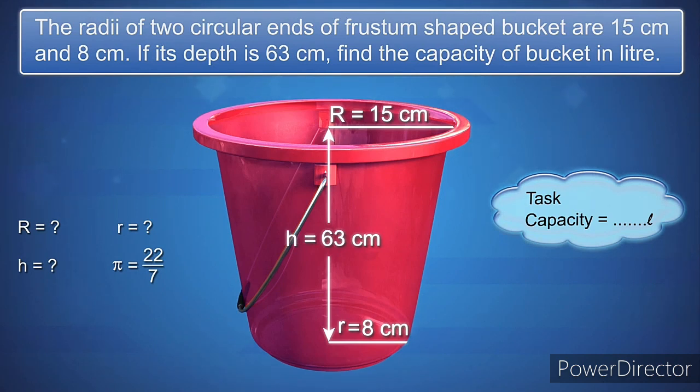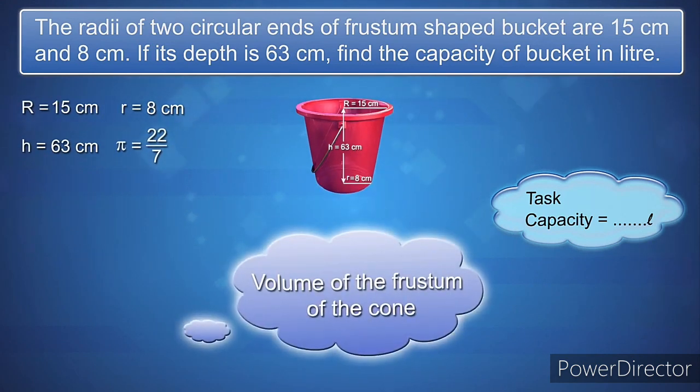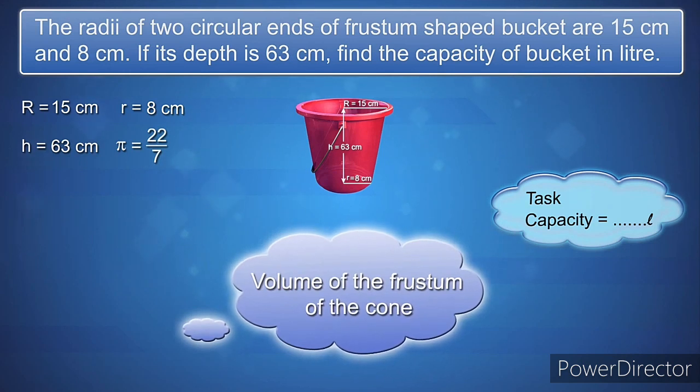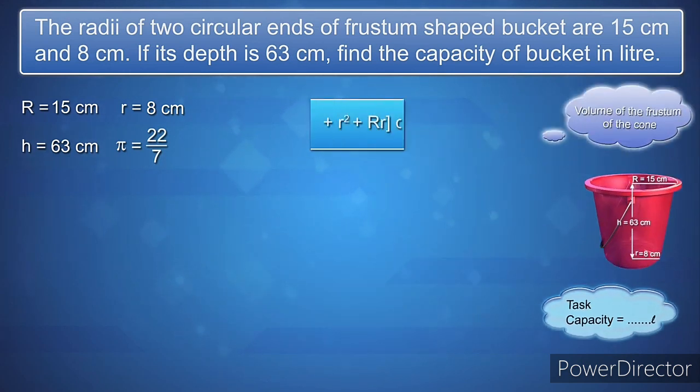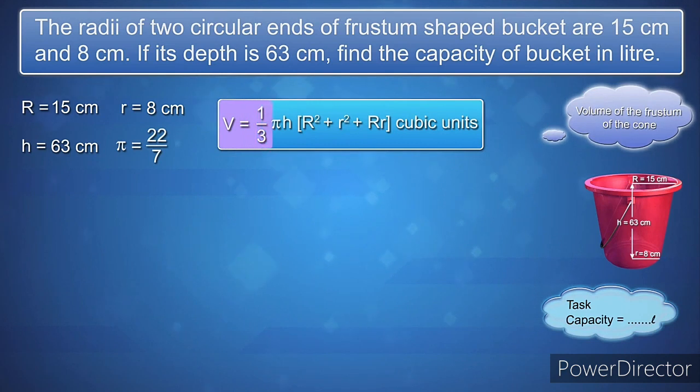Now let us write down all the given data. That is, capital R is equal to 15 cm, small r is equal to 8 cm, H is equal to 63 cm, and pi is equal to 22 by 7. Just recall the formula for the volume of the frustum of the cone. That is, V is equal to 1 by 3 pi into H into capital R square plus small r square plus capital R into small r cubic units.